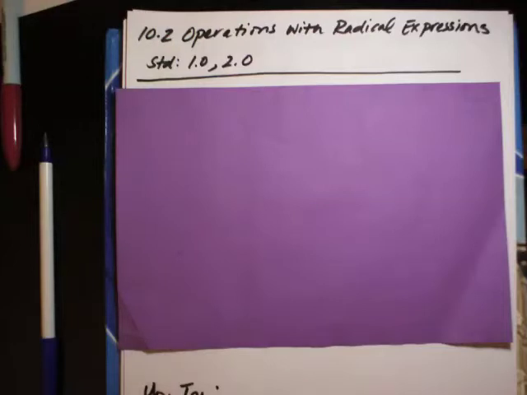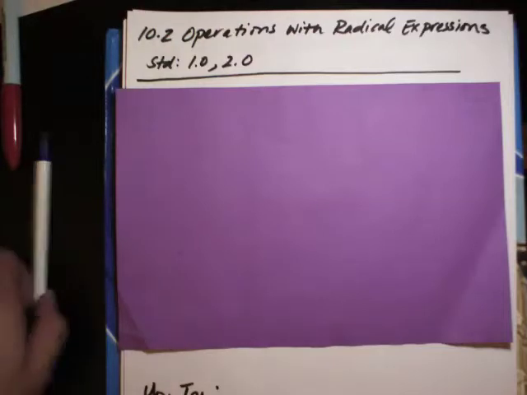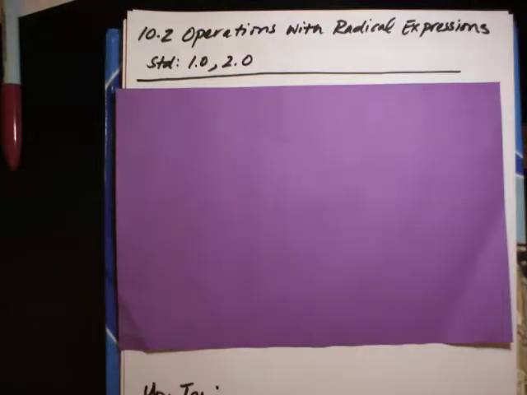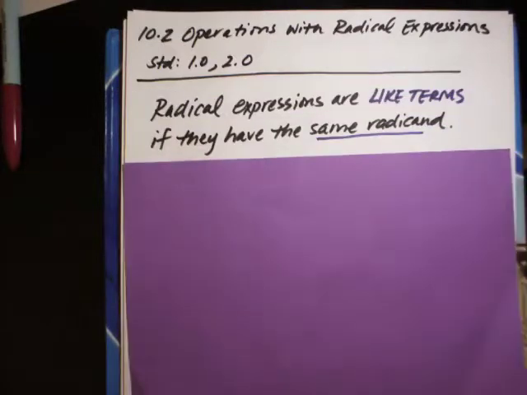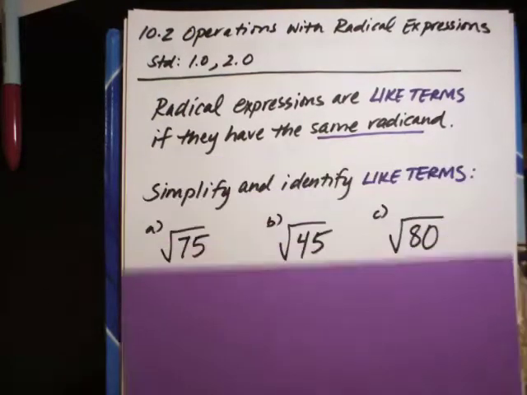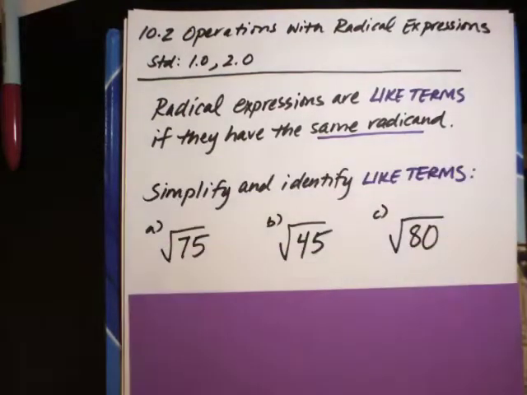Okay, today we're going to be going over section 10-2, and we're talking about operations with radical expressions. The main thing you need to know from this section is that radical expressions are like terms whenever they have the same radicand.